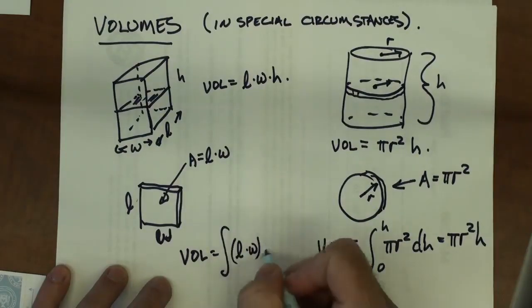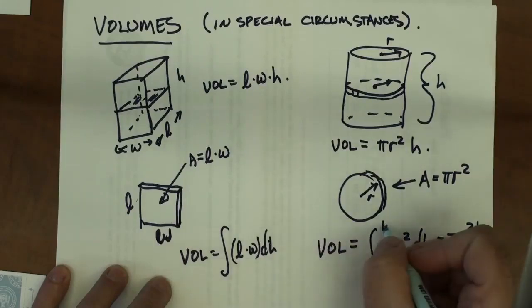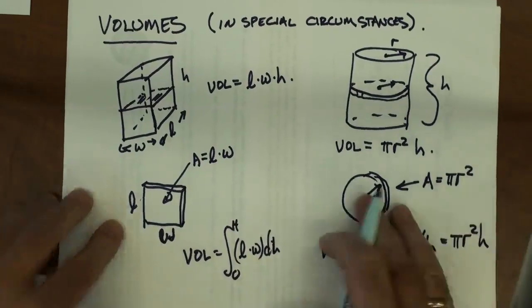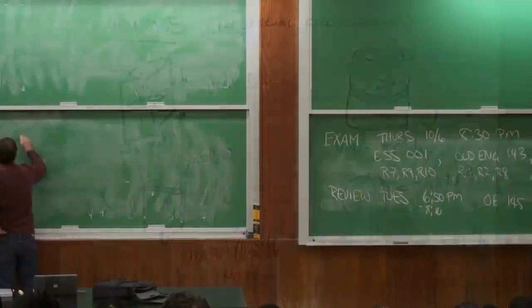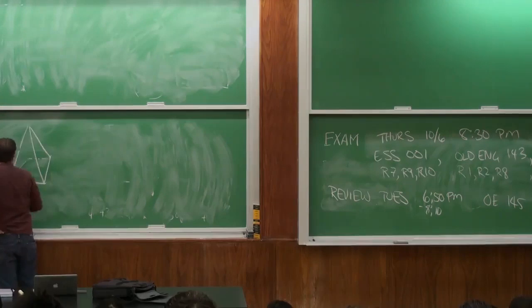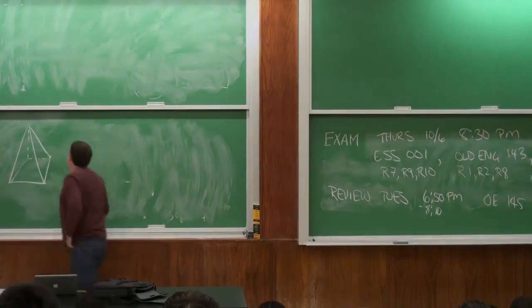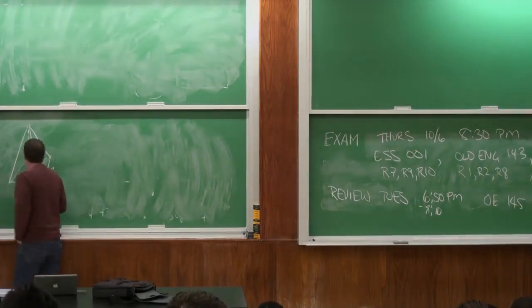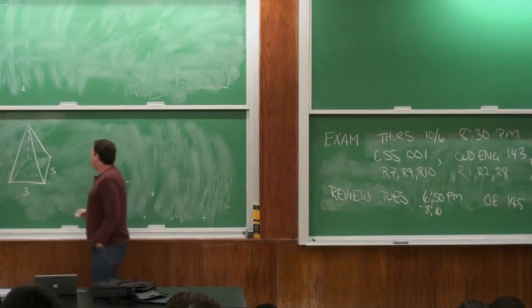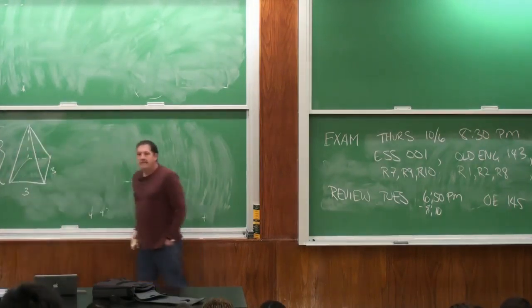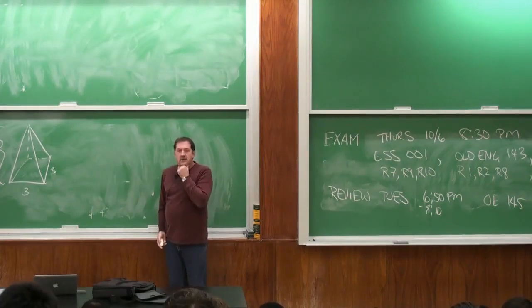Good. I'm going to leave that, and I guess I'll go over here. So suppose we have something slightly more complicated. Suppose we have a pyramid like this. Let's make it square, so it's 3 by 3, and its height is, I don't know, looks like about 5. How can we figure out the volume of this?